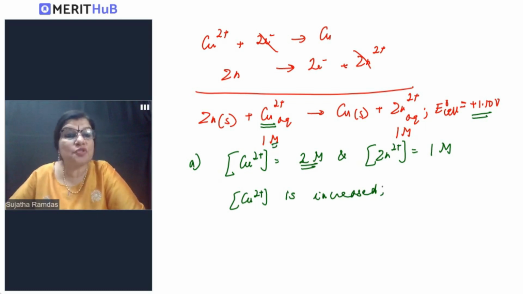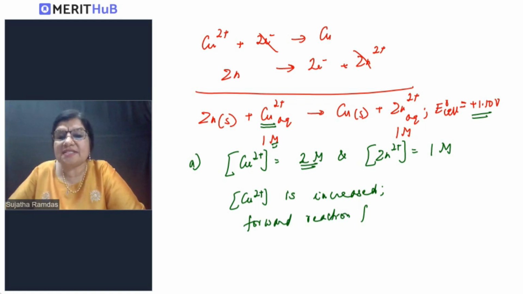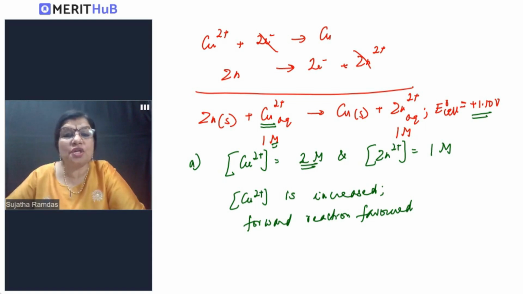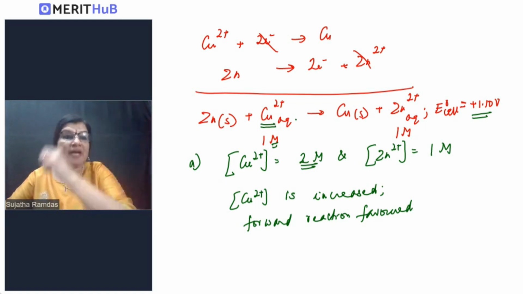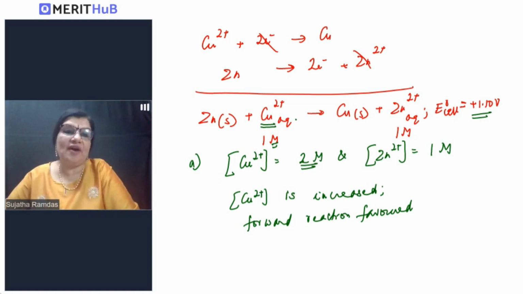As a result, what happens? The forward reaction is favored. Why is the forward reaction favored? Because when the concentration of copper ion is increased, there is a greater drive for the copper ions to pull electrons from the anode through the connecting wire to undergo reduction.